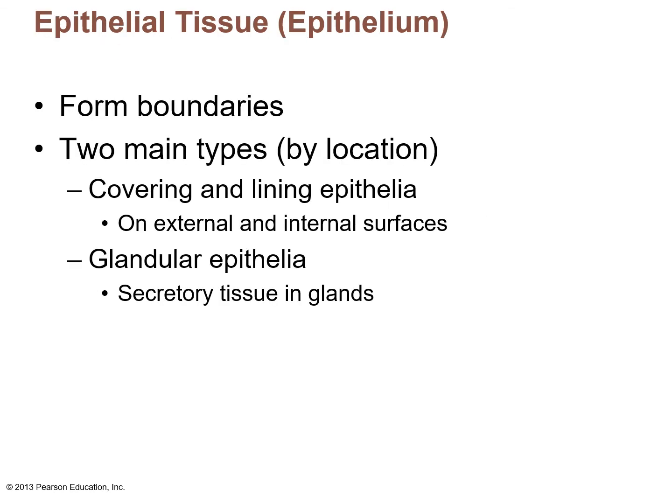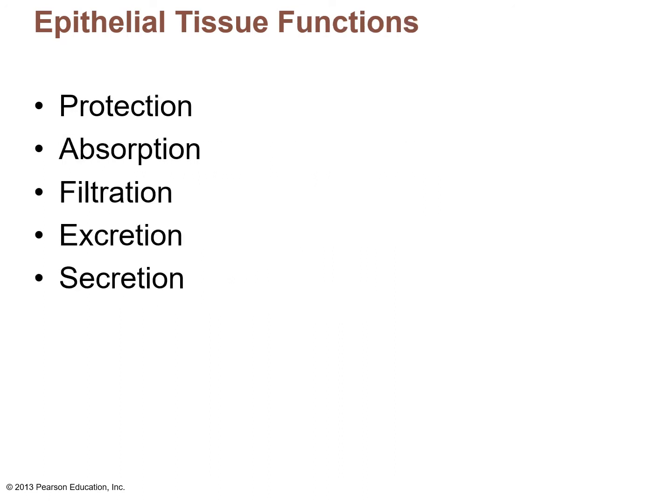You find epithelial tissue covering and lining external surfaces such as your skin. You also find epithelial tissue lining internal surfaces such as the tubules within your kidneys, such as lining your intestines, your stomach, the bronchial branches within your lungs. As you can see listed, epithelial tissues have several different functions.